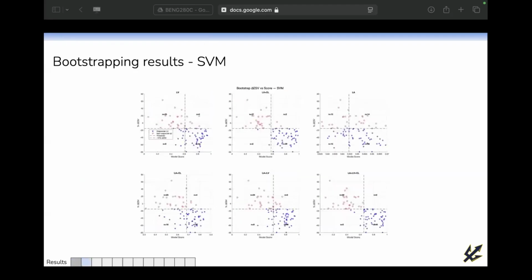Okay, moving on to the next result. So here, same bootstrapping results with the SVM, but now I've created scatter plots in which the y-axis is the patient's change in end systolic volume. So at a cutoff of minus 15%, which corresponds to this horizontal line, patients are defined as responders below this line and are represented by blue plus signs. And then patients above this line are true non-responders and are represented by red circles.